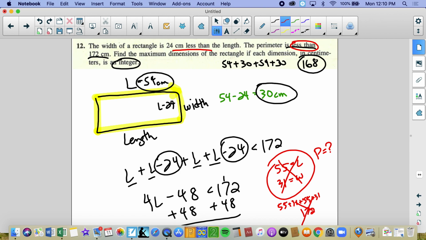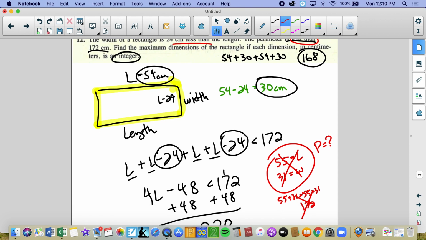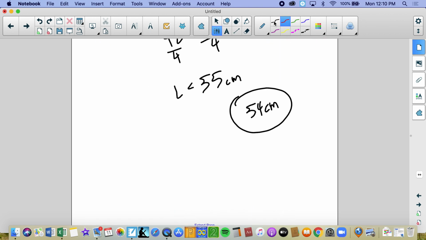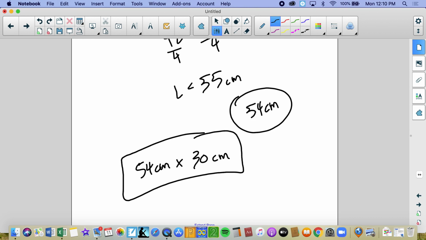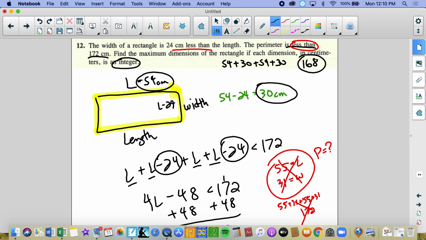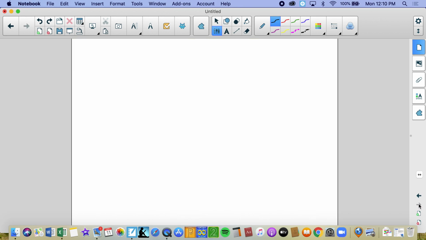So my answer, it says find the maximum dimensions of the rectangle. So the dimensions is not just going to be 54. My answer would be 54 centimeters by 30 centimeters. That would satisfy all of the criteria. That would make its perimeter less than 172, and it would give a width that is 24 centimeters less than the length. Hope that helps.